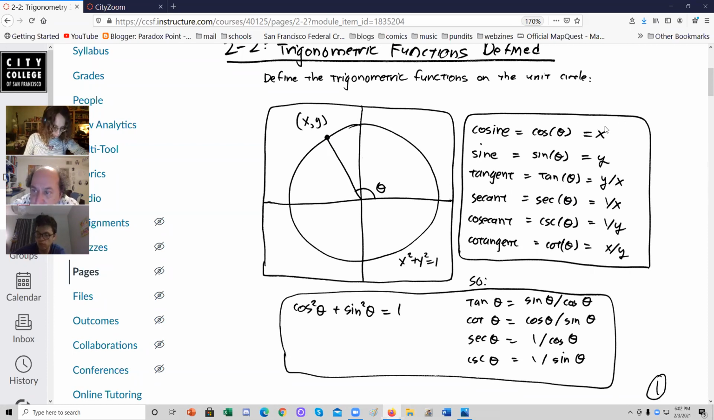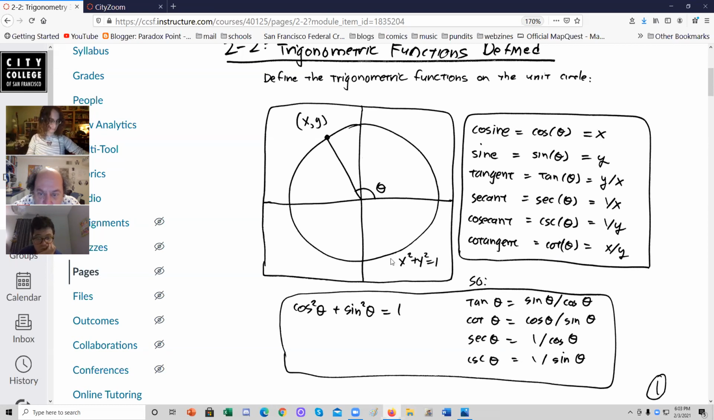Now, because x and y are the cosine and the sine, tangent is y over x, sine over cosine. Cotangent is x over y, cosine over sine. Secant is 1 over x, therefore it's 1 over cosine theta. The cosecant is 1 over y, therefore it's 1 over sine theta. These are ratio identities. We'll be using them a lot. Basically what it means is you can write everything in sines and cosines, if you wish.